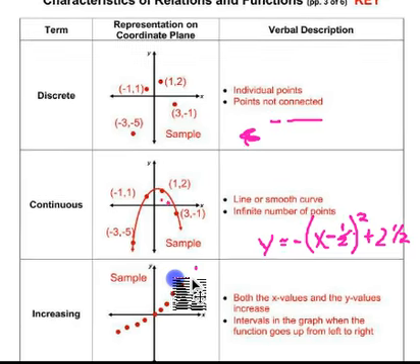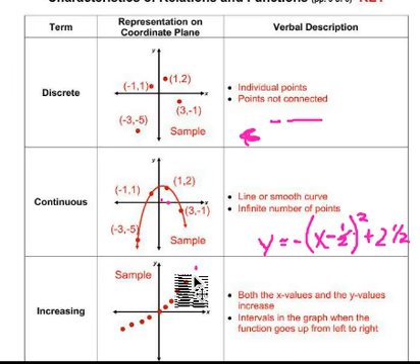Okay. Again, if you need to pause, pause. All right, on this one, increasing just simply means that both the x values and the y values increase. So not only is this going to the right, but as it goes to the right, it goes up. So an increasing function goes up, left to right. Intervals in the graph when the function goes up from left to right.